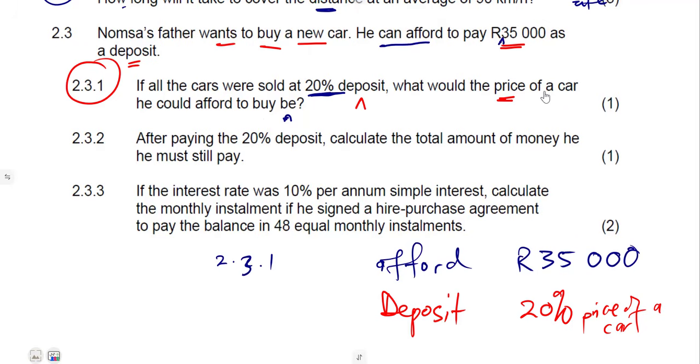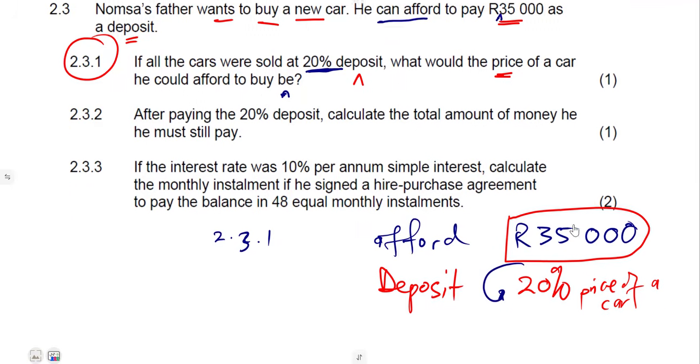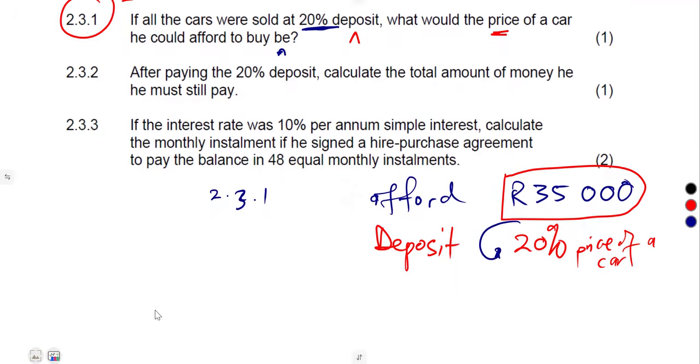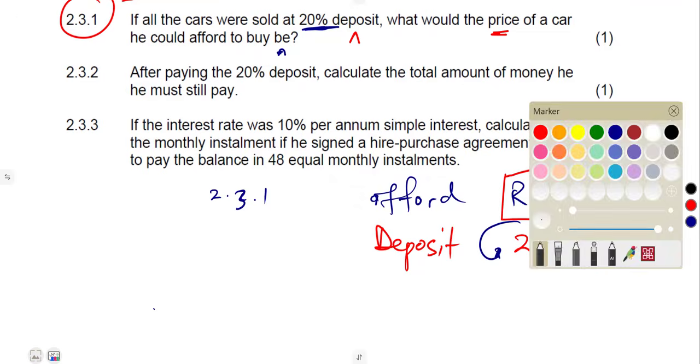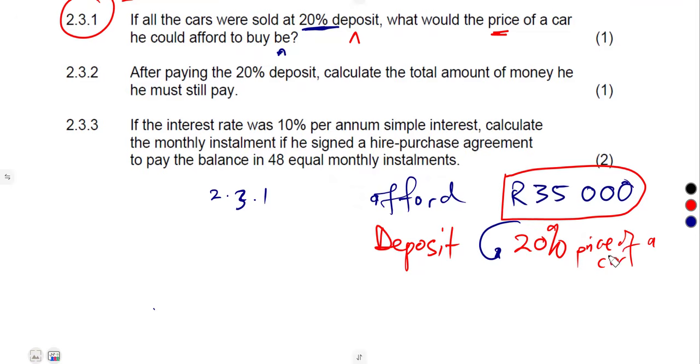What would be the price of the car? Yeah, he can afford 35,000 as a deposit. It is a deposit, this one, which is equivalent to this. So we are saying 20% of the car, all right? 2.31. We are saying 20% of the price of the car is what he can afford.